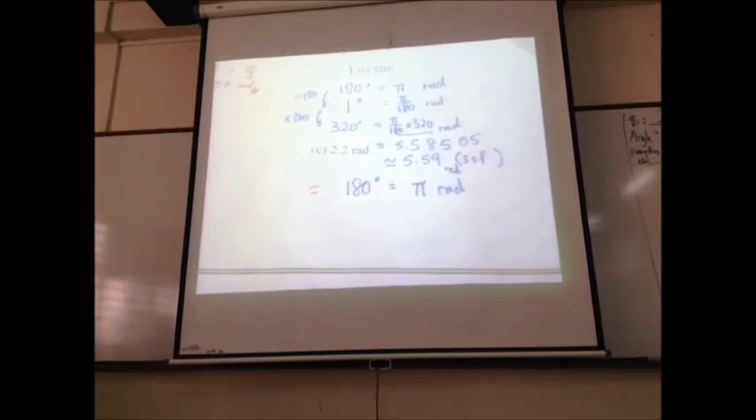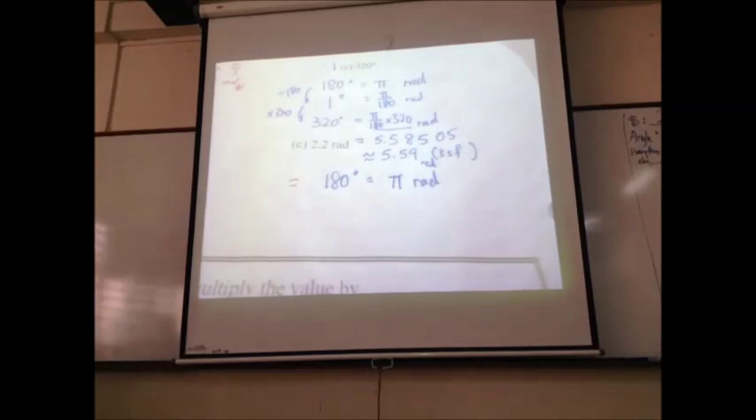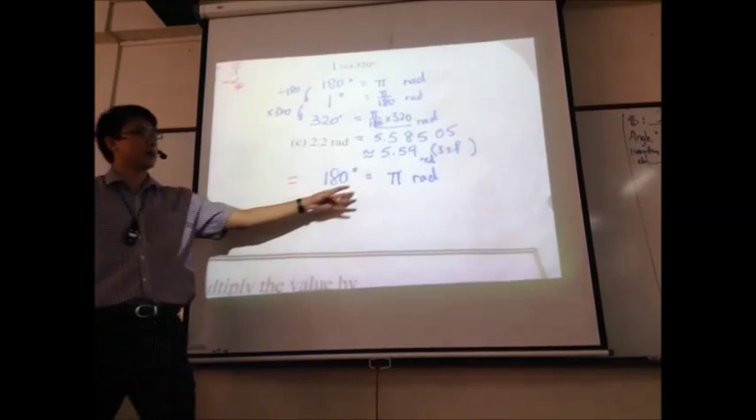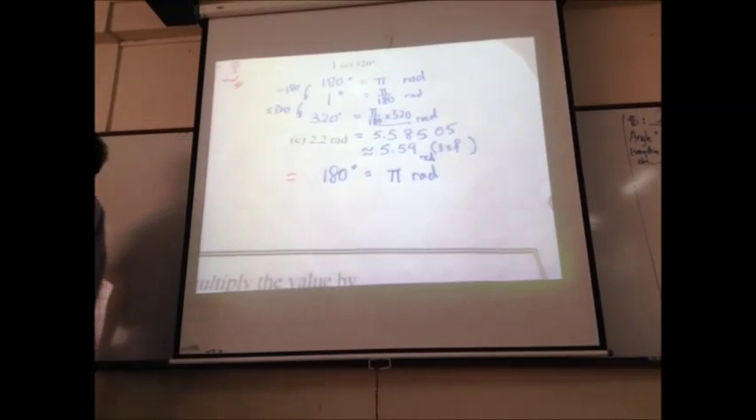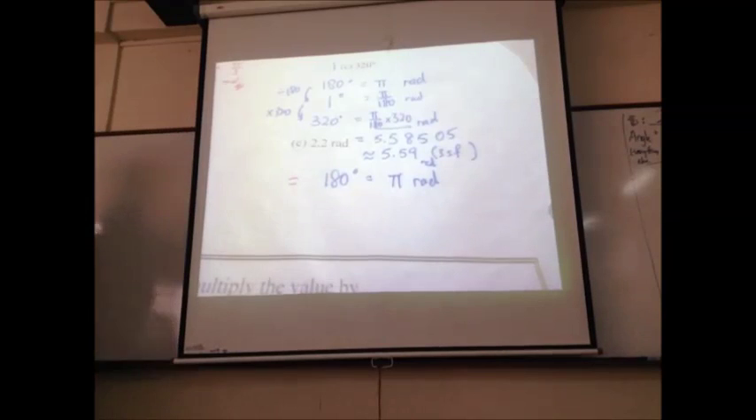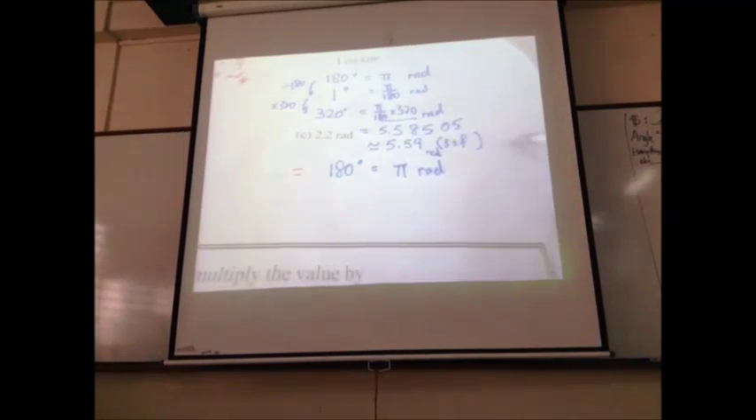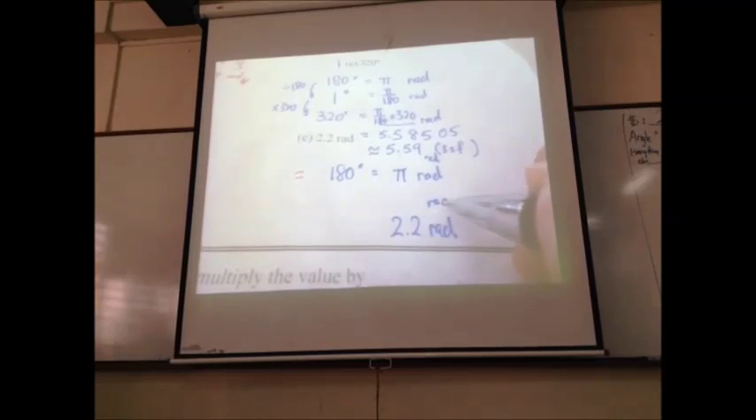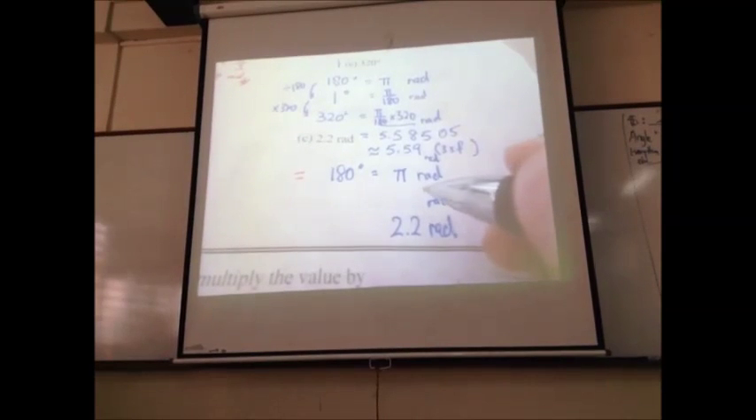Where do I put the 2.2? Left or right? Under the degree or under the radian? Under the radian. But I don't know times what will give me 2.2. So what I do is I leave a line and then I put down here 2.2 radian. Hannes, what is the intermediate step? What do I need to find?